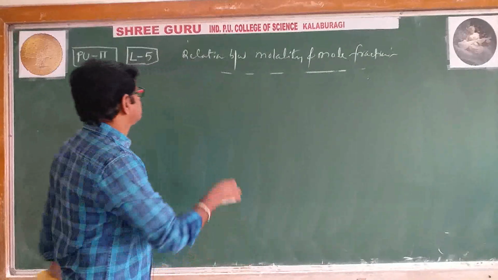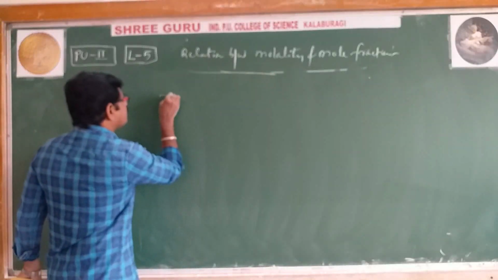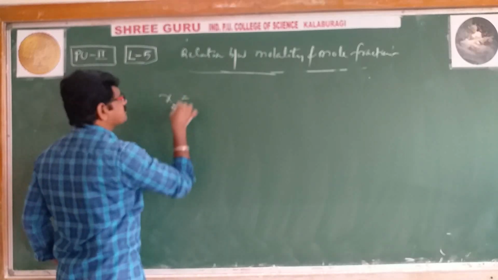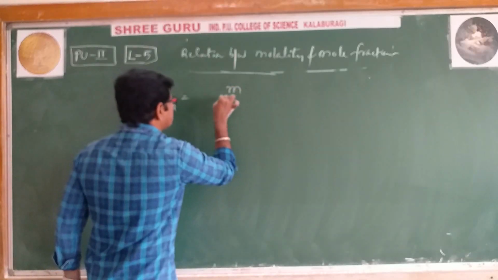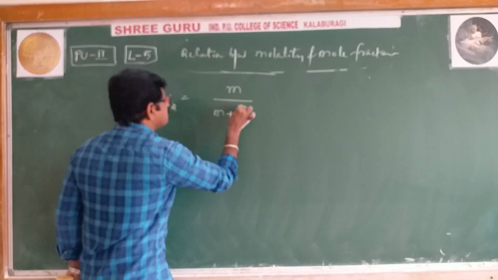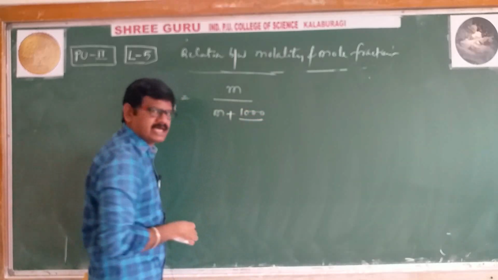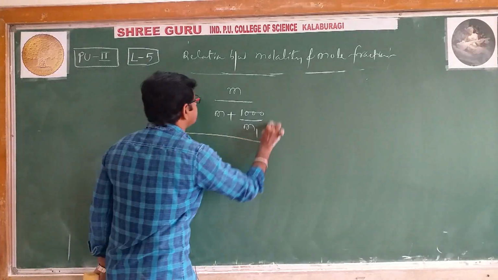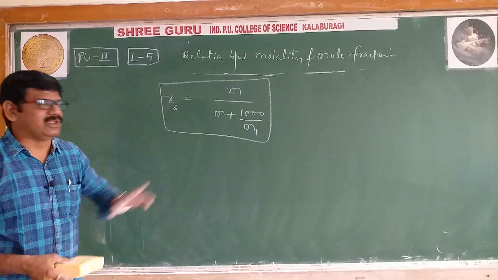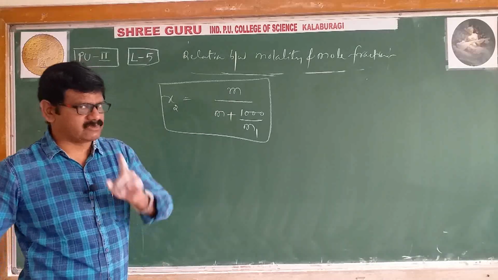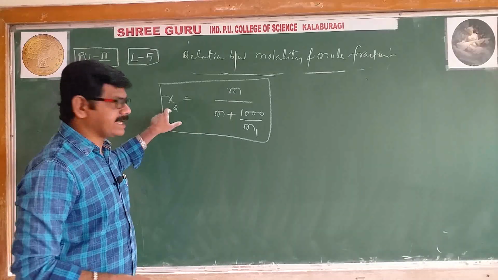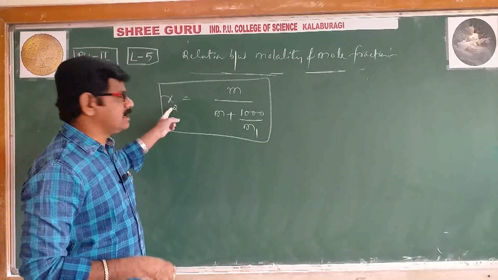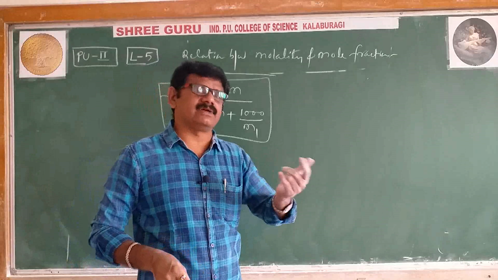Suppose the mole fraction of solute, which we can call x2, is equal to: we have the direct relation small m divided by small m plus 1000 divided by molar mass of solvent. That is the relation between molality and mole fraction. Once again, please try to understand. Here I have taken the mole fraction of solute.